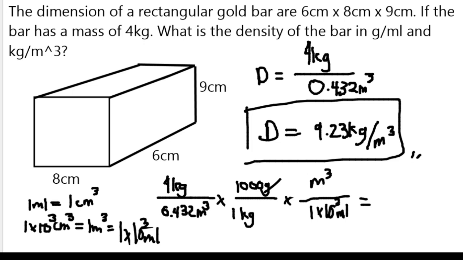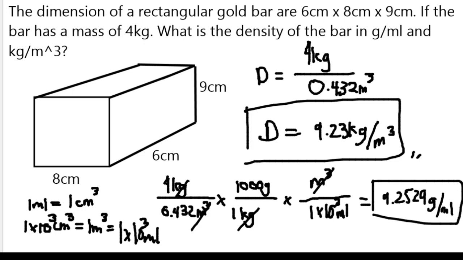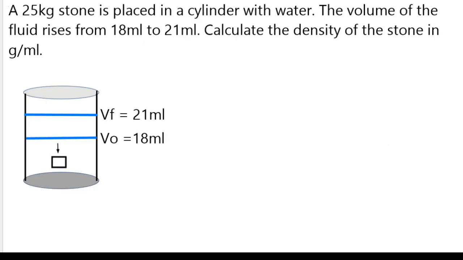There you go. Now the kilogram will cancel, and the cubic meter will cancel. Then we can just plug in this value. So I got 9.259 grams per ml, and that is the answer for that problem. They are pretty close to each other.